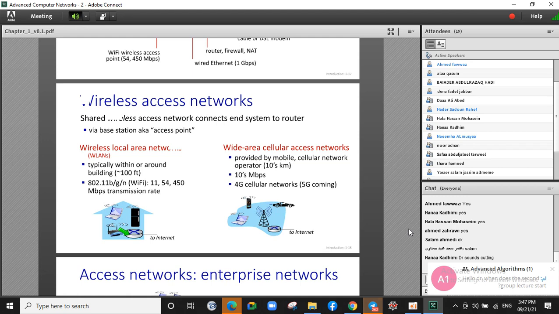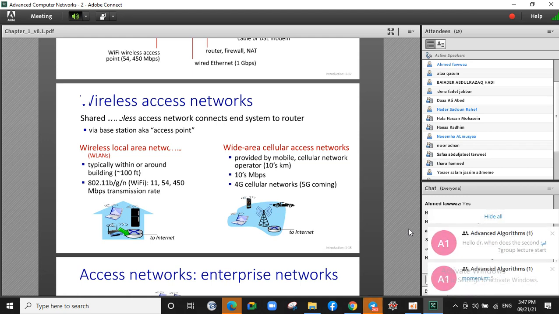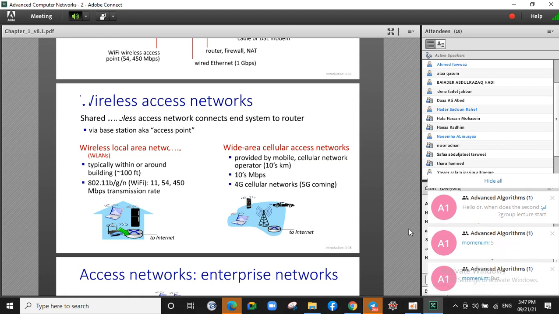When we talk about accessing the internet via a wireless network, we need special equipment. We call it a base station. A base station is an antenna. I connect to the antenna using a wireless medium, and that antenna is connected to the internet using a wire. So a base station is equipment to connect me to the internet.